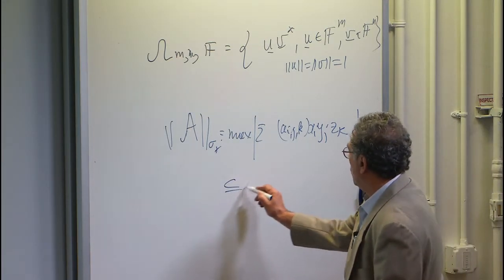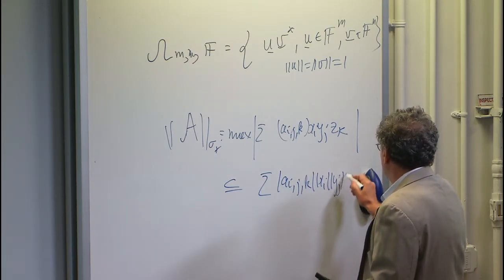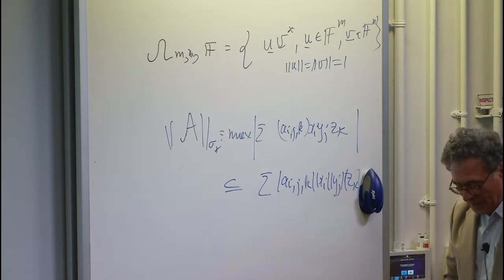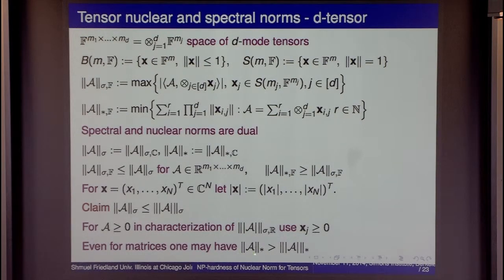But now if I take the inequality with sigma, the absolute values of the vectors x, y, and z still satisfy the same conditions as before. In other words, they are in omega, and therefore you have this inequality. This works just as in matrices. Now, however, when you go to the nuclear norm, it's not true anymore that you have this inequality. When you replace this by a nuclear norm, this is not true, even for matrices.